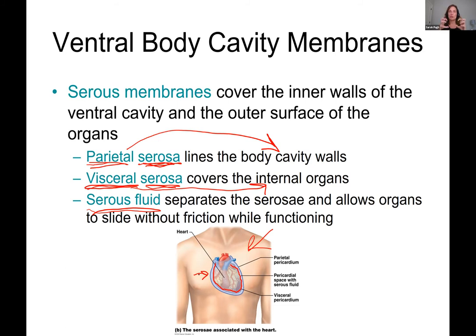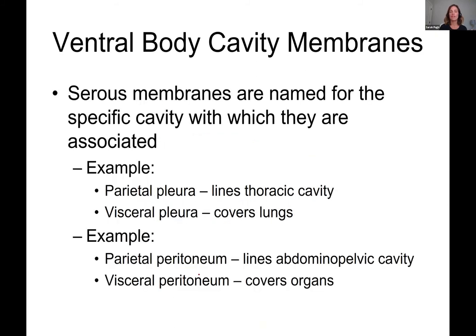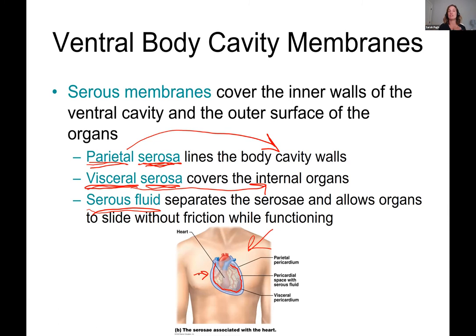So as your heart contracts and as it beats, it's not generating a ton of heat. It's not generating a ton of friction because it's found in these serous membranes. And so I'm going to go one step further with our serous membranes. But before I do that, I need to make sure that y'all are okay with your serous membranes. Does that make sense?